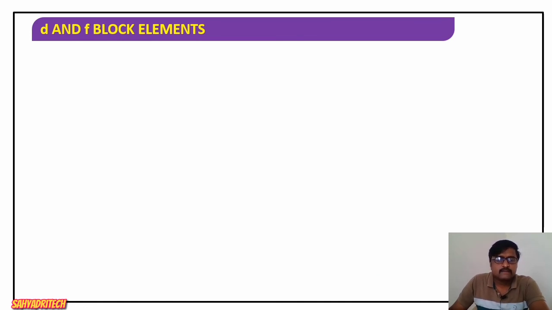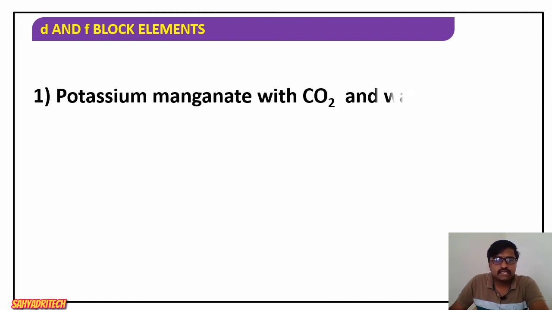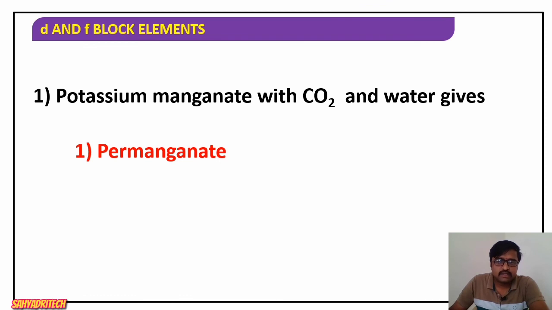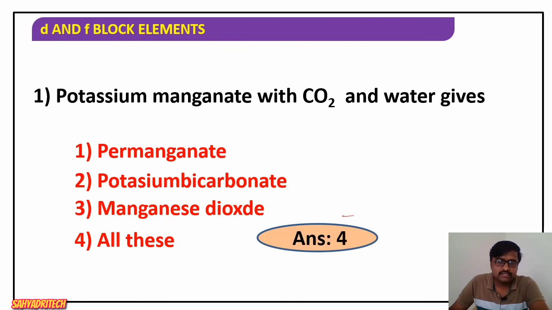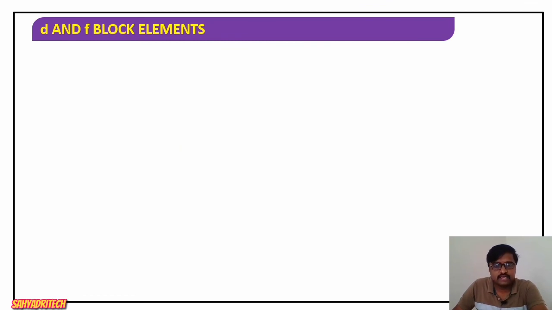Then just consider a question here. Potassium manganate with carbon dioxide and water. Potassium manganate when treated with carbon dioxide and water, that is carbonic acid, gives permanganate, potassium bicarbonate KHCO3, and manganese dioxide MnO2, all of these. What is the answer? All of these. So answer 4 is correct.